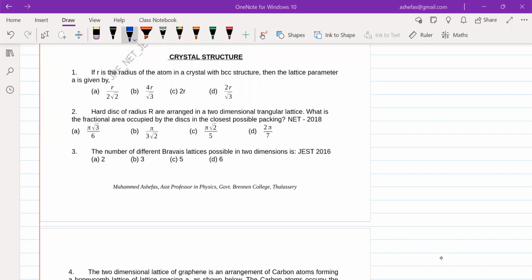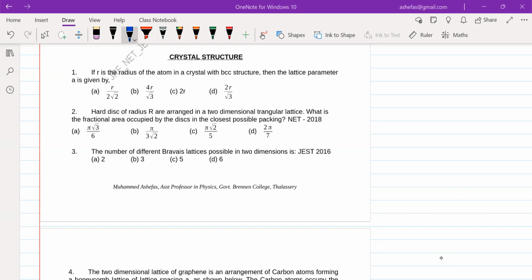Hi, all. Now we can have a discussion about the crystal structure, which is the topic in solid state physics. So the plan is we have a set of questions. Some of them are previous questions for NET, and some of them for GATE and so on. So we'll discuss the questions one by one, and the theory of the respective questions will be discussed at that moment itself. Okay, so first question is a very simple question.